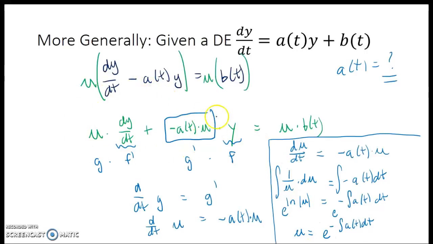So now we still have to handle all of this stuff here. Now we've got to convert into, oh, by the way, the mu of t function that we're creating here is called the integrating factor. Some people call this method the method of integrating factors. And so we know that now we're left with mu times dy dt plus negative a of t times mu times y is equal to mu times b of t.